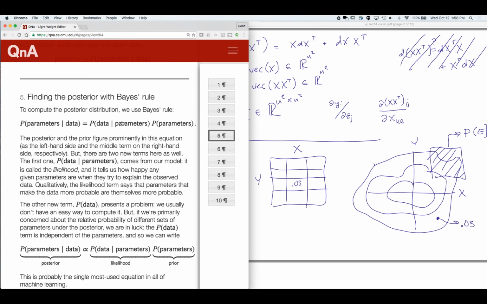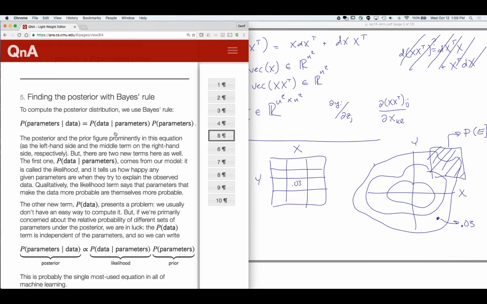The two new terms, this one, P of data given parameters, this comes from our model. In fact, it's more or less the definition of a model that given a set of parameter values, it tells you what the distribution over the data is. If it doesn't tell you that, then it's modeling some other phenomenon besides the experiment that you're conducting. So this term is called the likelihood. And qualitatively, it tells us how happy any given set of parameters is, explaining any given set of data.